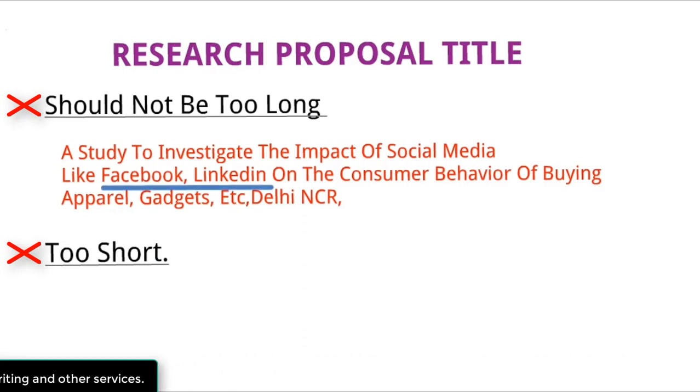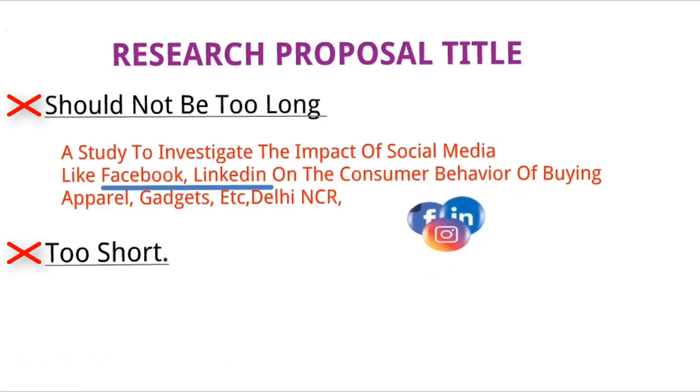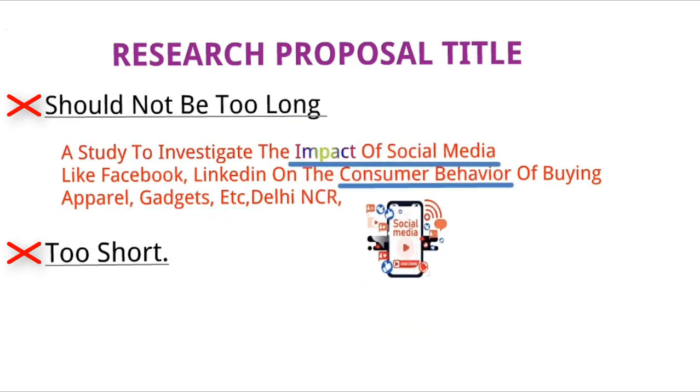It is already understood, right, that social media means a social communication platform. So there is no need to write Facebook and LinkedIn. Similarly, there is no need to mention apparel, gadgets, because it is about the social media impact on consumer buying behavior, and the commodity can be anything, not only apparel, gadgets; it is generalized. So no need to mention these things.